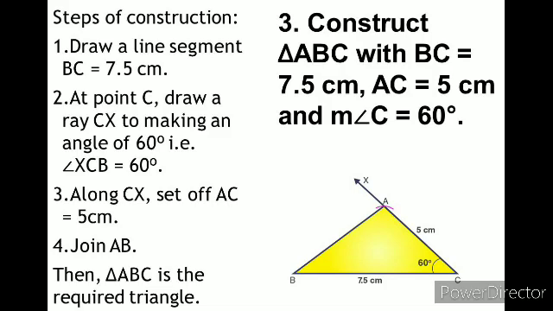Along CX, set off AC equal to 5 centimeter. Third step, and then join AB. Then we'll get our required triangle ABC. So let's do this. Let's start with the base BC, 7.5 centimeter. Again SAS triangle construction.